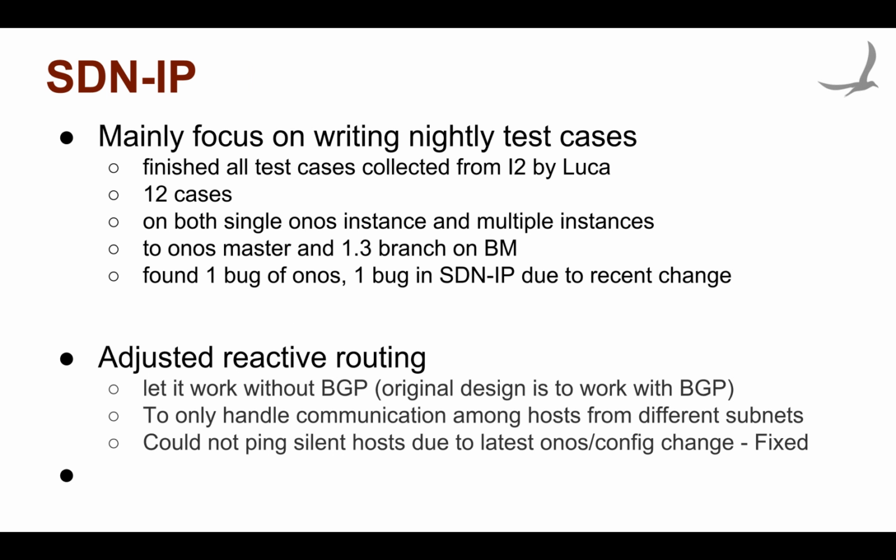The second thing is I adjusted the Yang to routing to let it work without BGP, because some of our users sent an email wanting to run without BGP, but the Yang to routing was originally designed to work together with BGP. So right now it can only handle the communication among hosts from different subnets inside the SDN network. One issue is that recently it couldn't ping the silent host due to the latest code change. This is the fix. So that's these 2 aspects. That's all. Okay, thank you, Ping Ping.